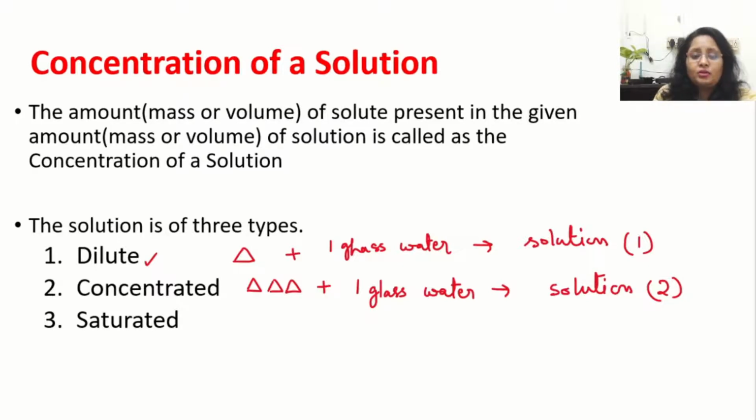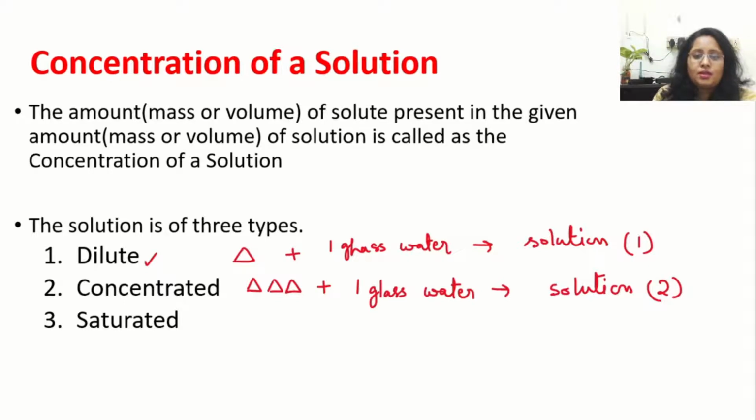Why is it called dilute? Because it has a small amount of solute dissolved in 1 glass of water, and in the second solution the amount of solute dissolved in 1 glass of water is more compared to the first solution. So depending upon the quantity of the solute present in the given amount of solution, there are dilute solutions and concentrated solutions.